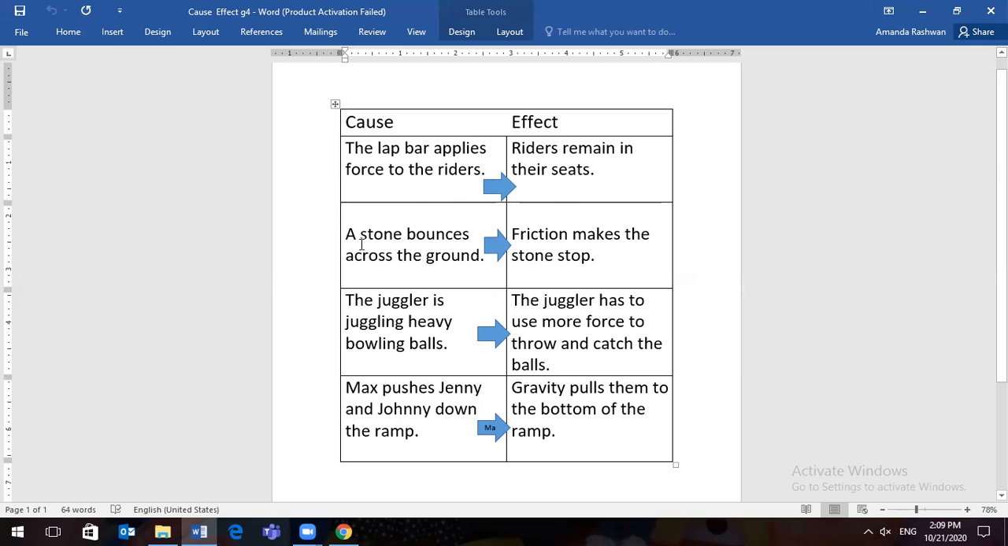So why does it happen? Because it's bouncing across the ground. What happens is the stone stops because of friction.